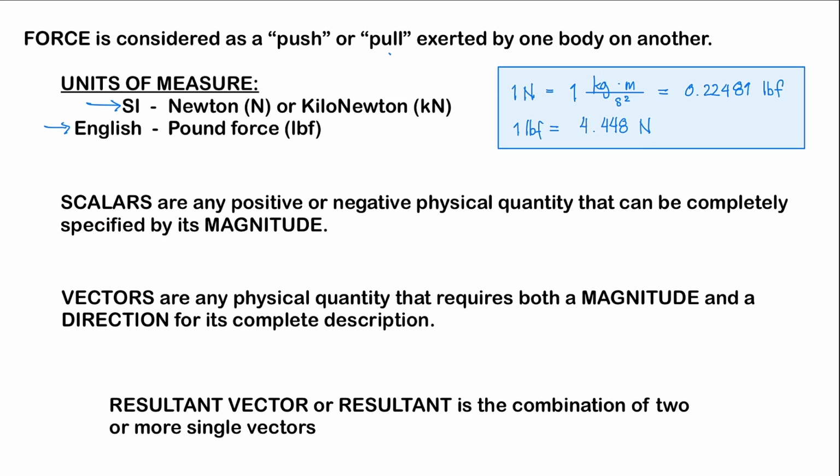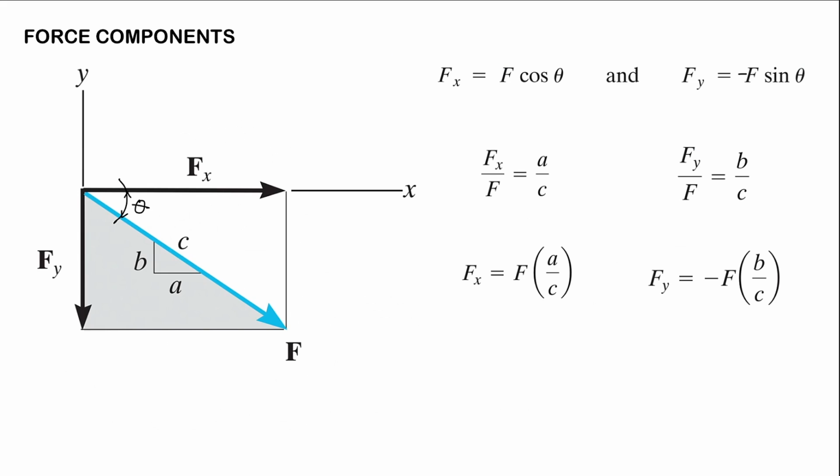The next we have vectors. Vectors are any physical quantity that requires both the magnitude and a direction for its complete description. Examples of these that you will encounter in statics are going to be your force, position, and moments. Now we have something that is called your resultant vector, or just simply your resultant. This is the combination of two or more single vectors.